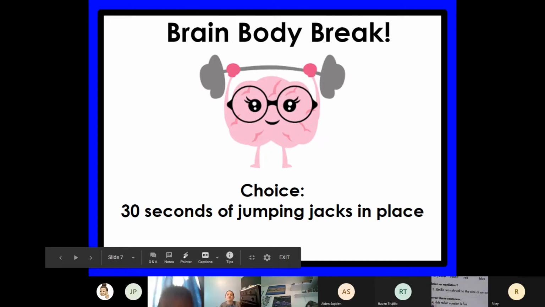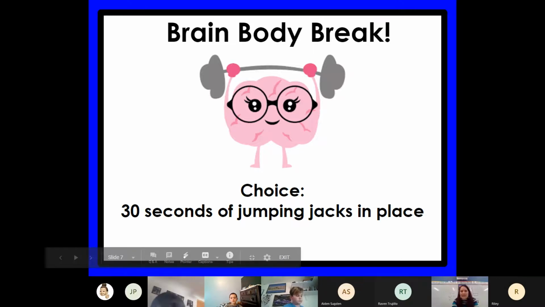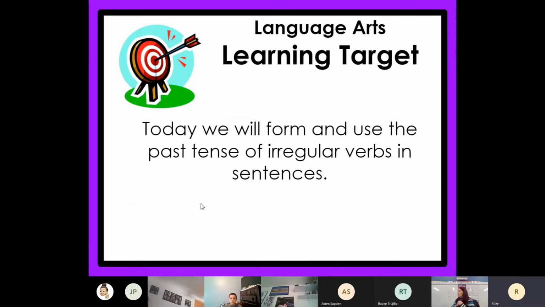Oops, I'm on the wrong camera. Let me switch my camera over. Riley, can you see my screen? Yes. Okay, perfect. So you see the learning target? Mm-hmm.